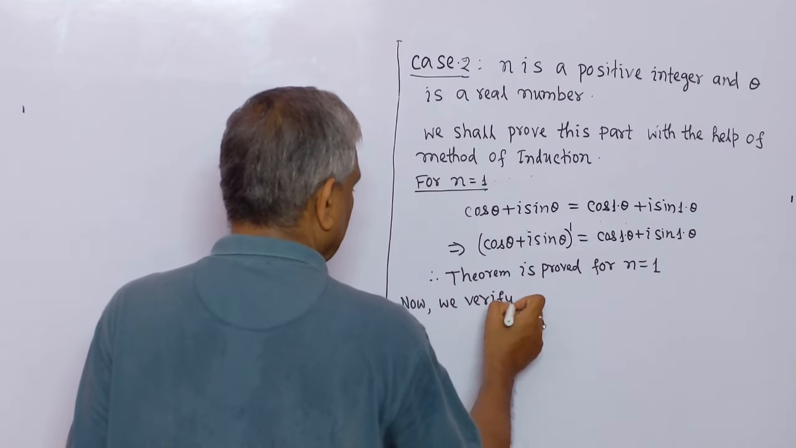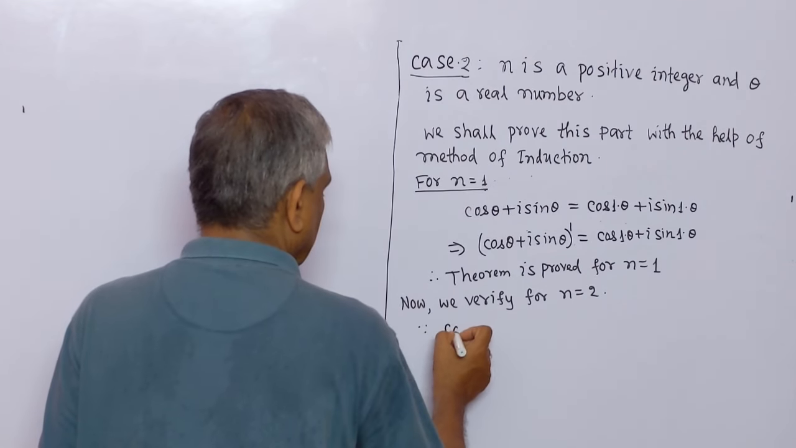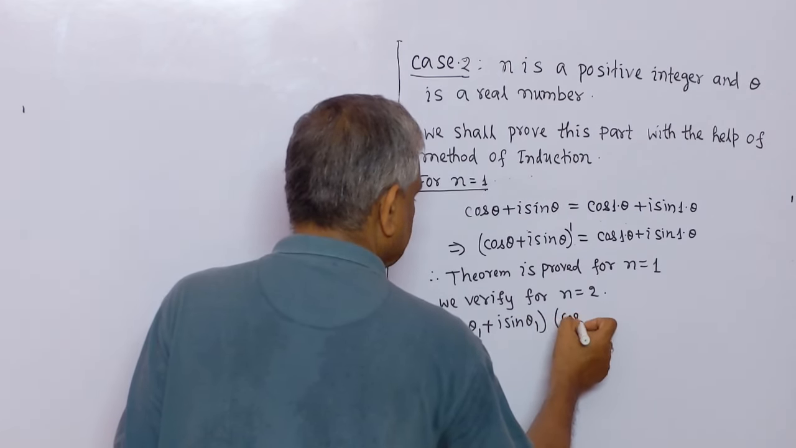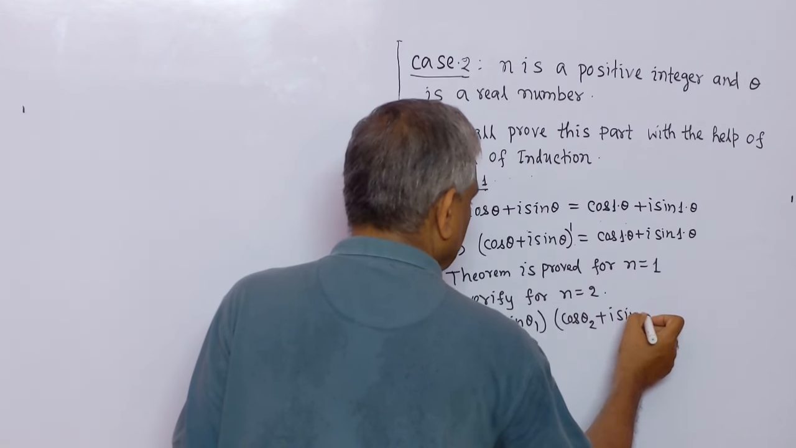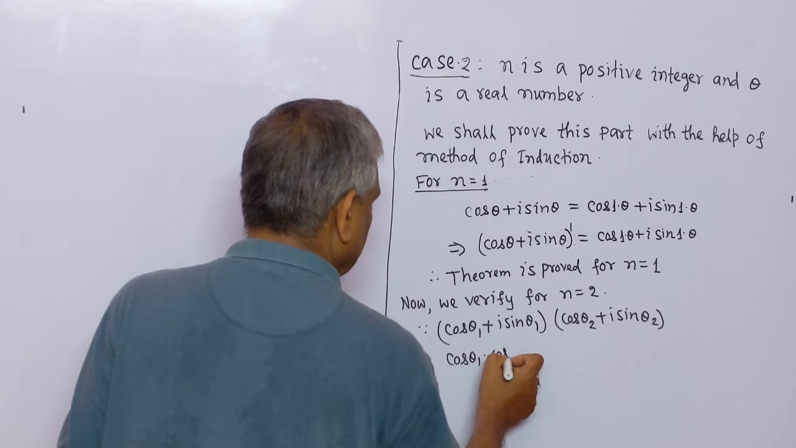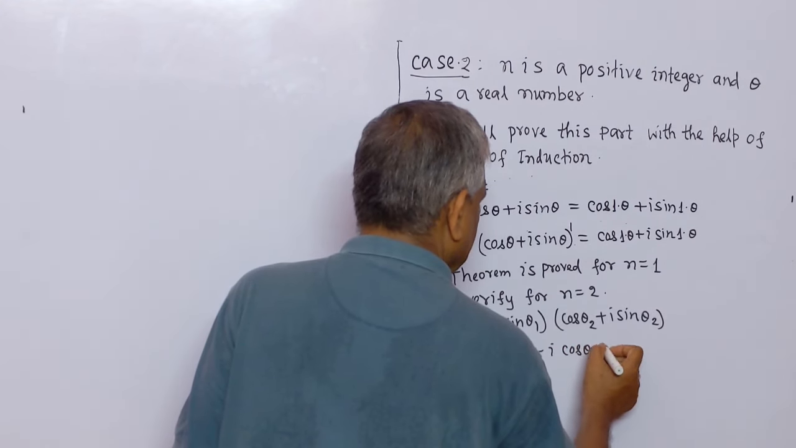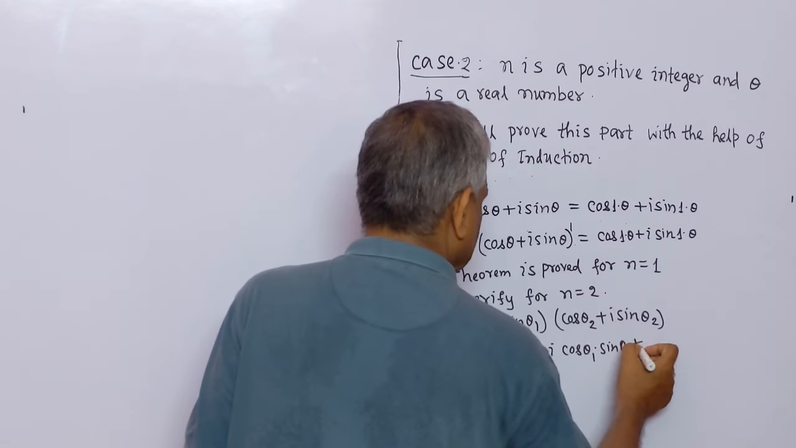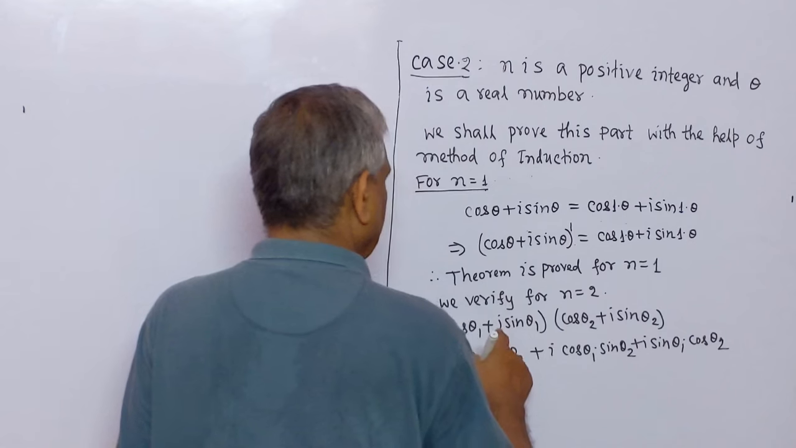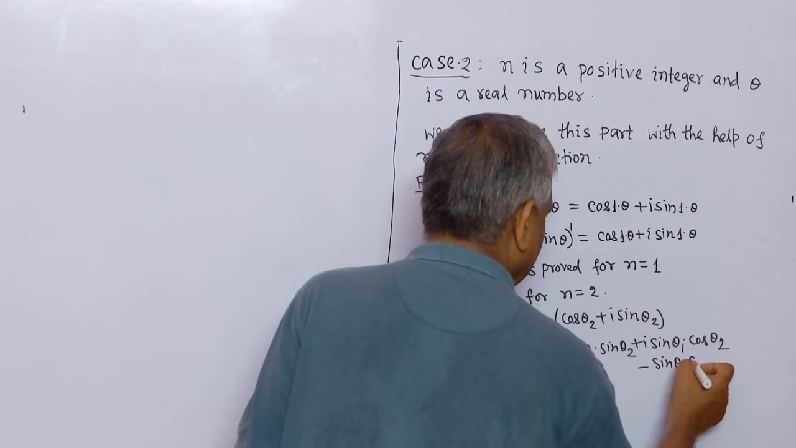Now we verify for n equal to 2. Since (cos theta 1 + i sin theta 1) multiplied by (cos theta 2 + i sin theta 2) equals cos theta 1 cos theta 2, plus i cos theta 1 sin theta 2, plus i sin theta 1 cos theta 2, plus i square, which means minus 1, times sin theta 1 sin theta 2.